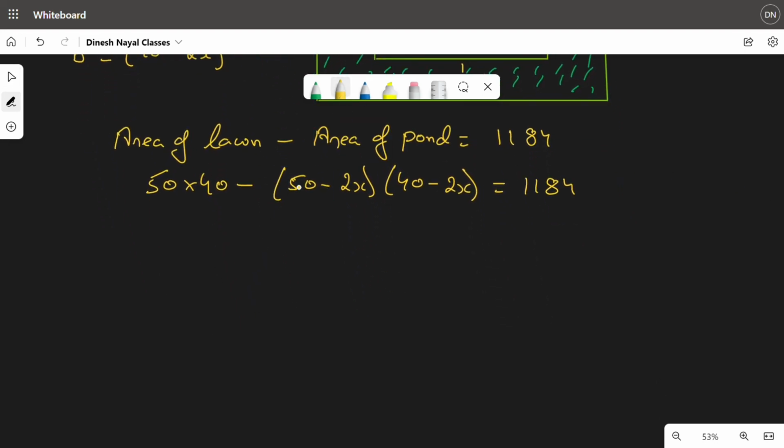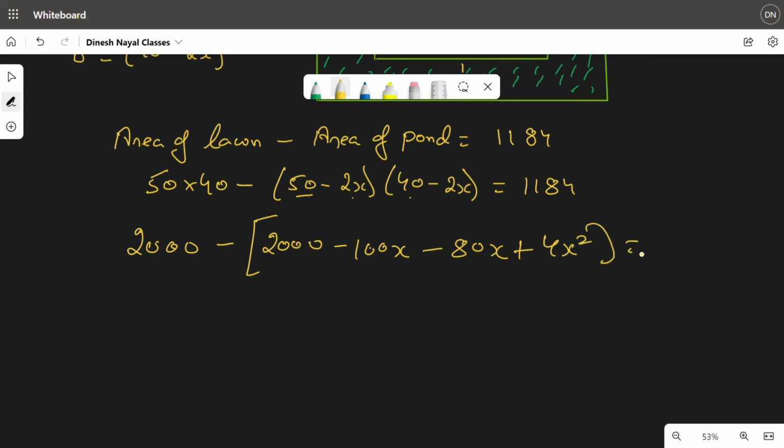Now 50 into 40 is basically 2000. So 50 into minus 2x is minus 100x, and then minus 2x into 40 is minus 80x, and then minus 2x into minus 2x is plus 4x square, that equals 1184.